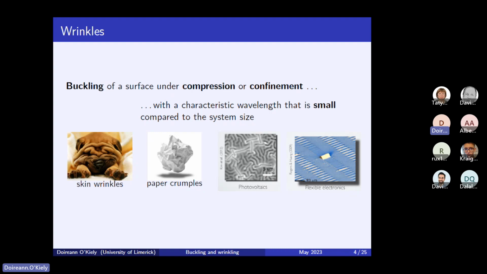If you think of all of the situations where you take a surface or structure, and you confine or compress it and it buckles. If it buckles with a very small scale compared to the system size, I would call that wrinkling.